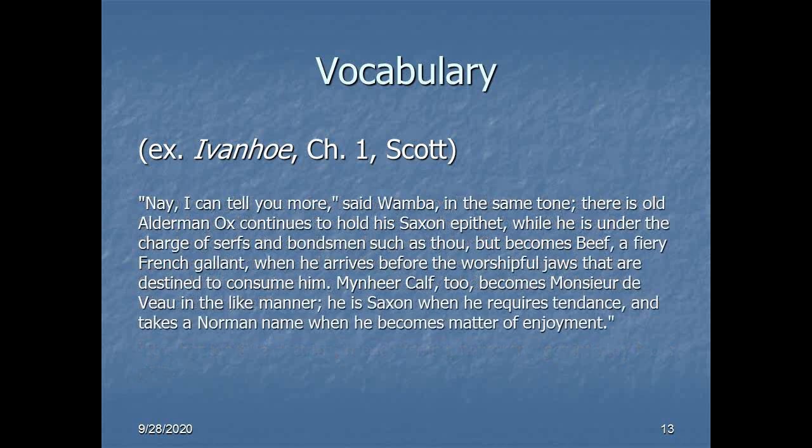"Nay, I can tell you more," said Wamba, in the same tone. "There is old Alderman Ox continues to hold his Saxon epithet when he's under the charge of serfs and bondsmen such as thou, but becomes Beef, a fiery French gallant when he arrives before the worshipful jaws that are destined to consume him. Meinherr Kalf, too, becomes Monsieur de Vaux. In like manner, he is Saxon when he requires tendance and takes a Norman name when he becomes a matter of enjoyment."